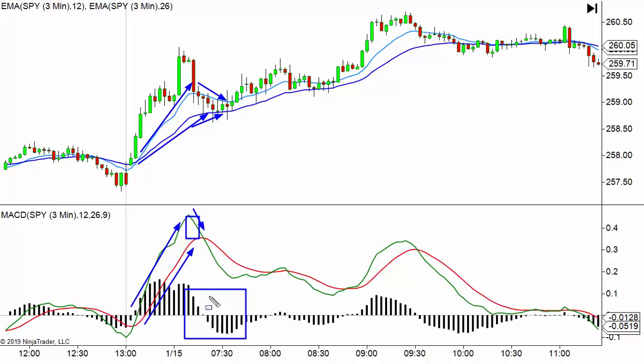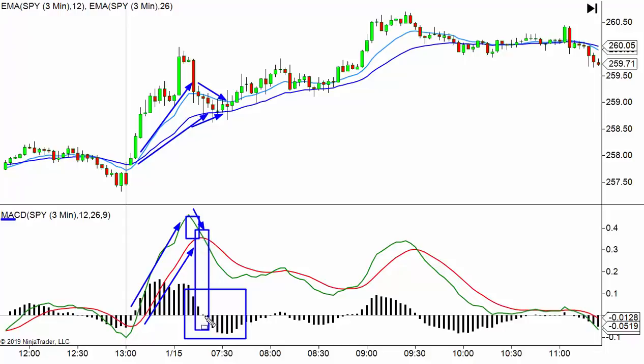But the histogram, this was added by Thomas Aspray, and he added it to provide somewhat of a faster indicator, because since the MACD is based on moving averages, moving average convergence divergence, it's lagging. All moving averages have a lagging component to them. So in an attempt to speed things up, he created this. Basically, it's just measuring the difference between these two lines.